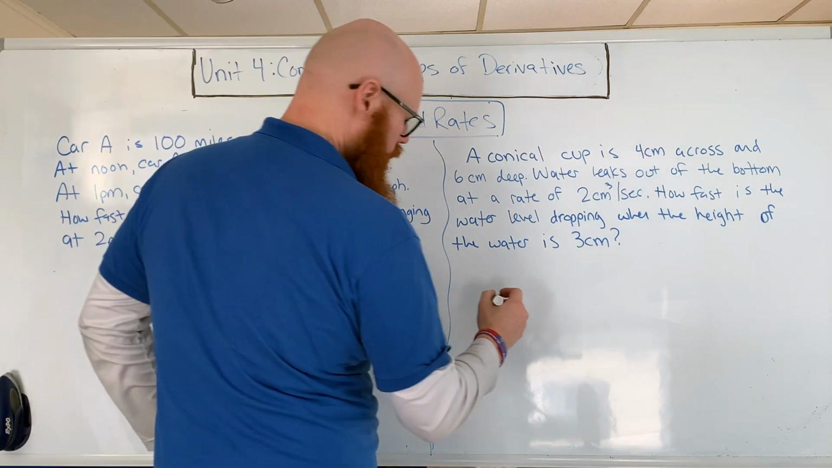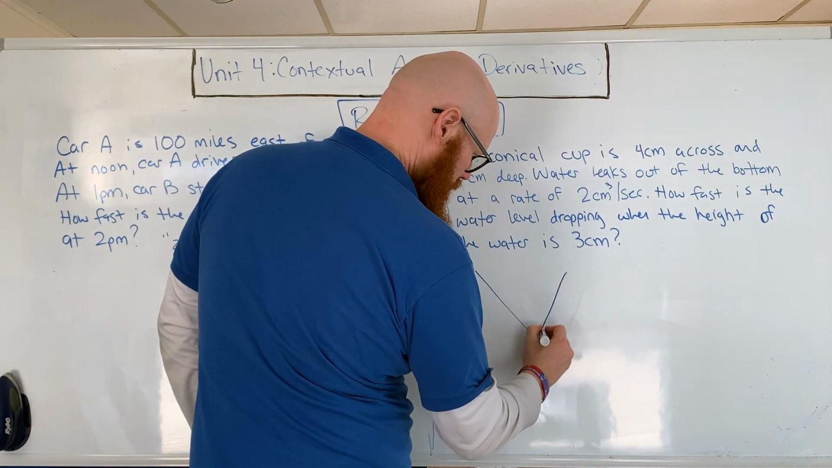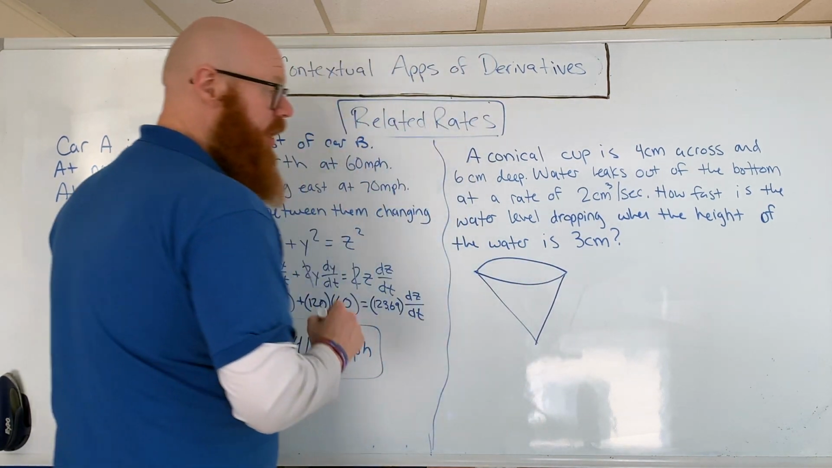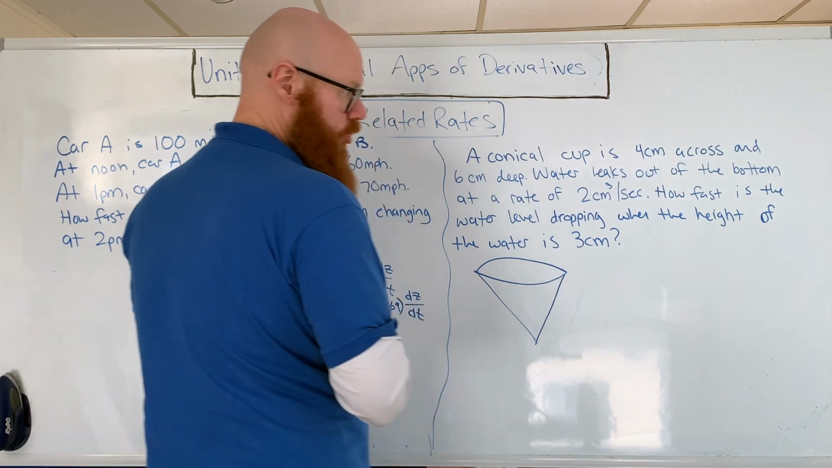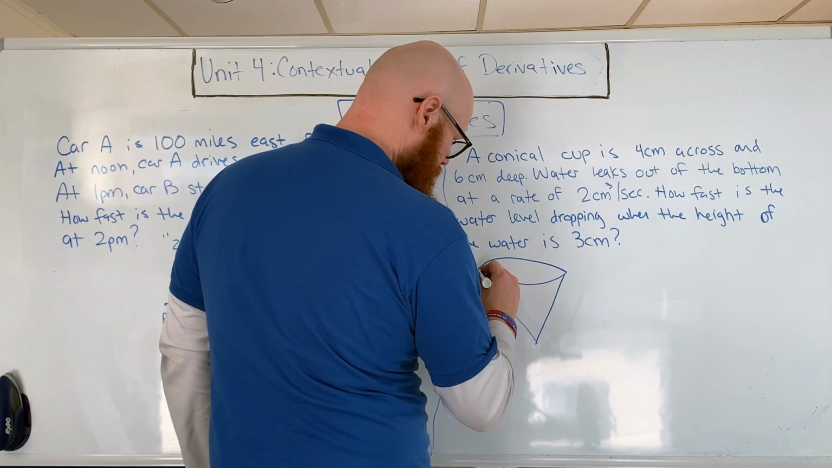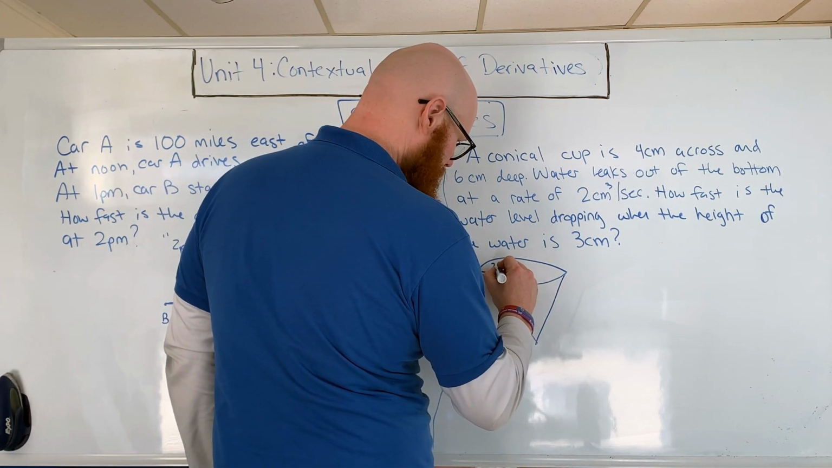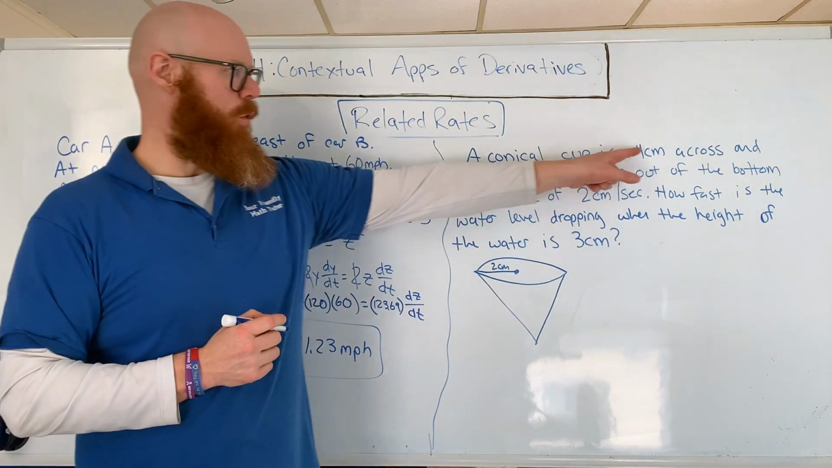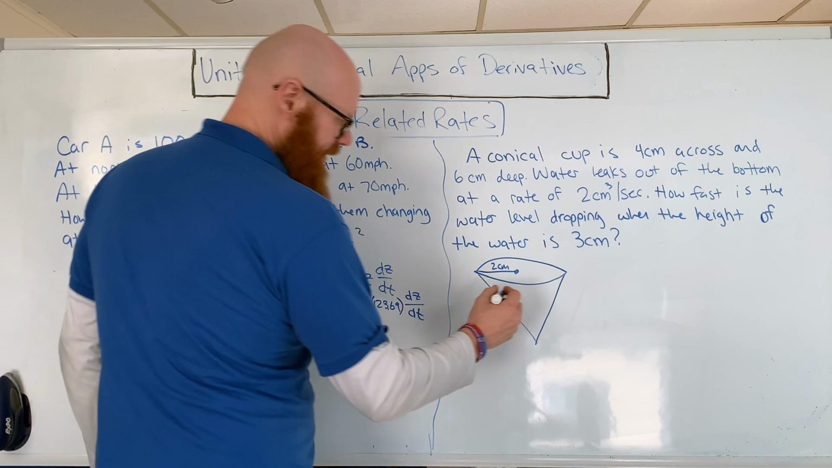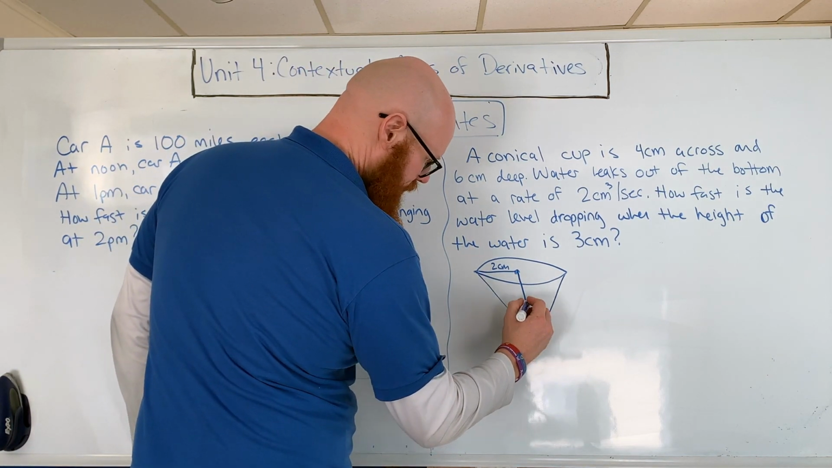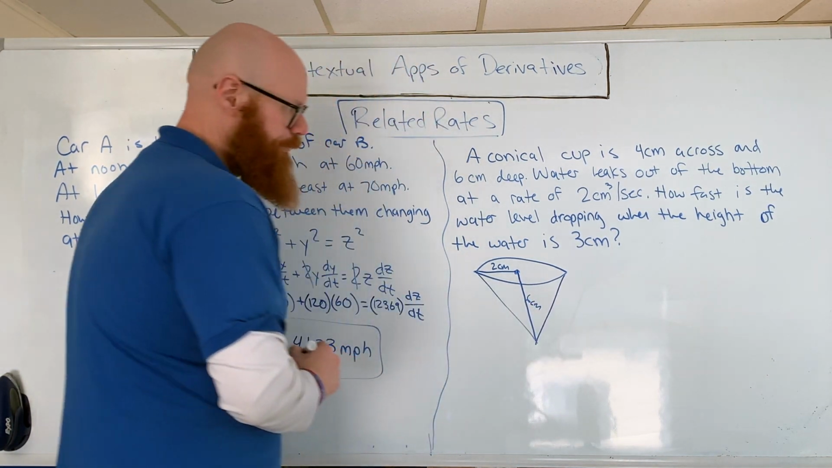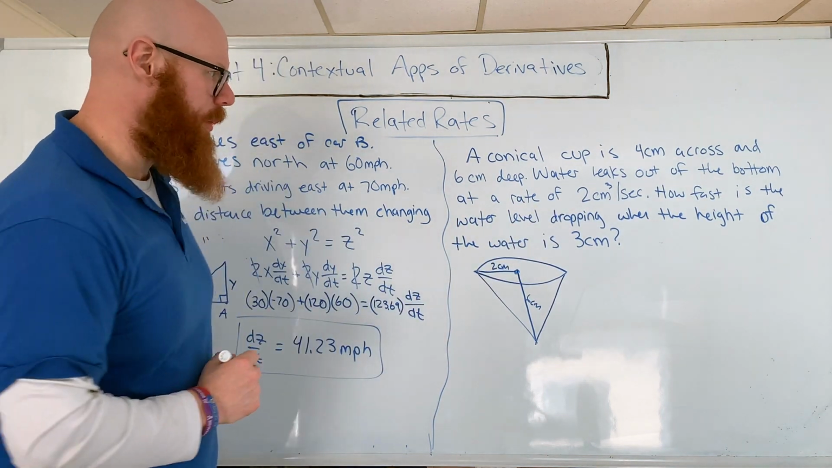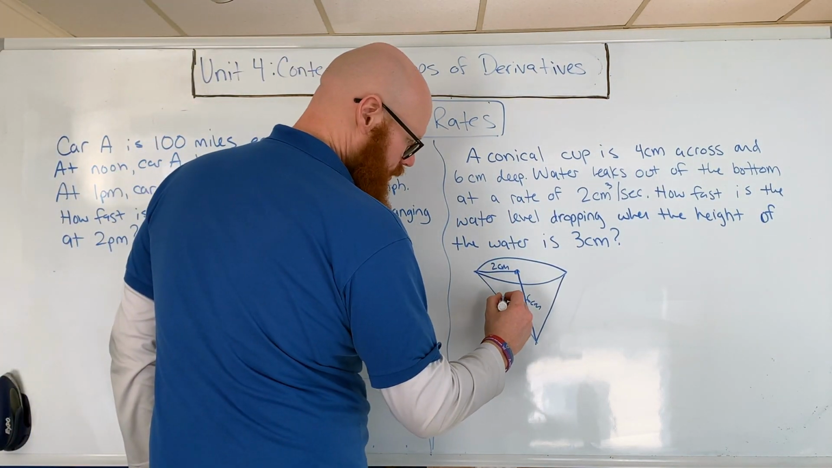So we got a conical cup. We've got some cup that's shaped like a cone, and the cup itself is 4 centimeters across. Well, to me, what's more important is that it's a 2 centimeter radius. That's 4 centimeters across. And then it's 6 centimeters deep, all right? Water's leaking out of it. How fast is the water level dropping when the height of the water is 3 centimeters?